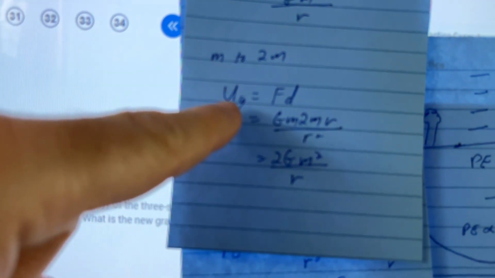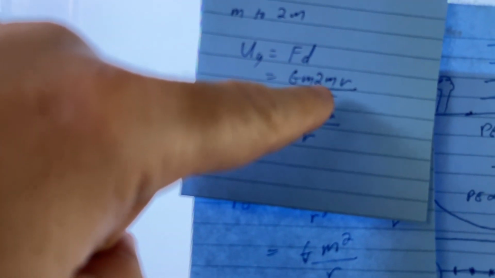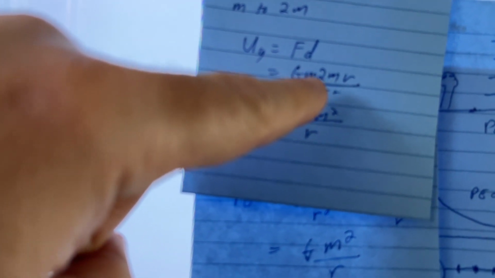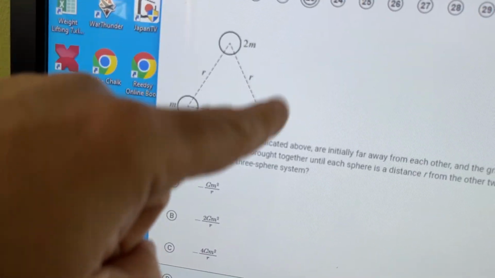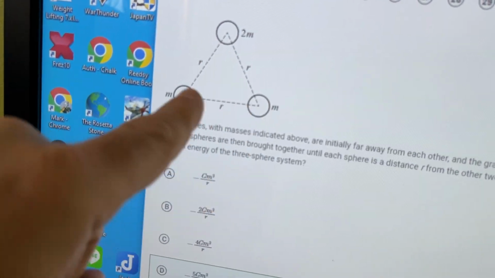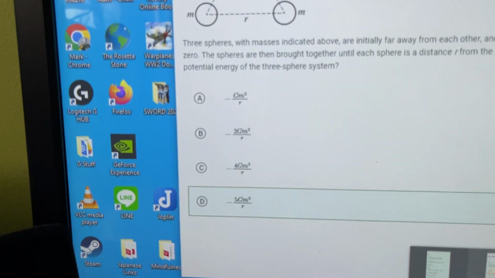I'm now going to do the same thing. Potential energy is force times distance, except I have a single mass and a double mass, so that's going to give me 2GM² over r. And I have that condition twice, so 2 and 2, 4, plus down here, 1 is 5. So that's where the 5 comes from.